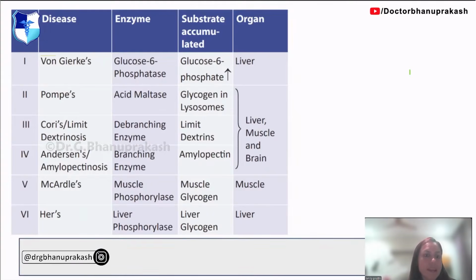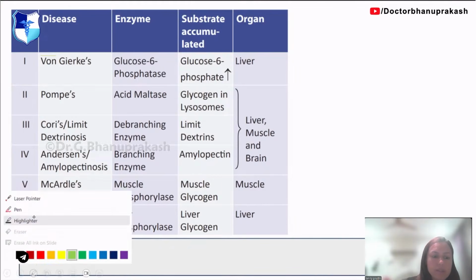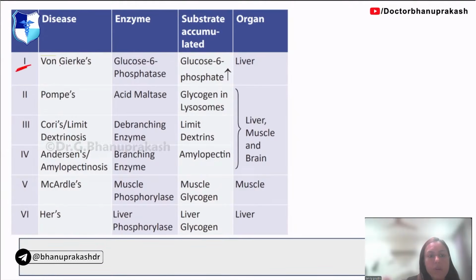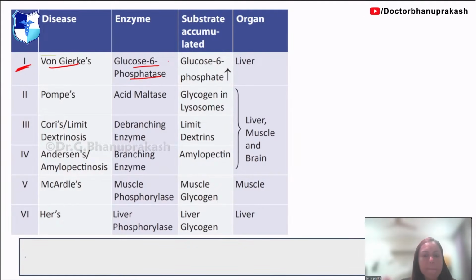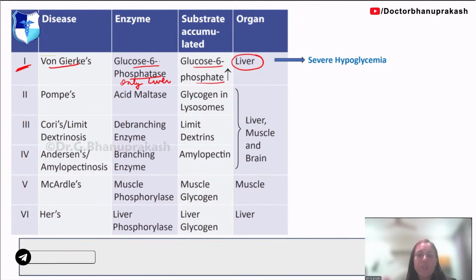Now, this one slide of glycogen storage disease with the help of which you can solve so many questions which are there in your Q banks or in your PYQs, right? So let's start this slide. Type 1 von Gierke's enzyme is glucose 6 phosphatase. So glucose 6 phosphate will accumulate only in liver because this enzyme is present only in liver, right? Patient has severe hypoglycemia. Very characteristic point, severe hypoglycemia in von Gierke's disease.